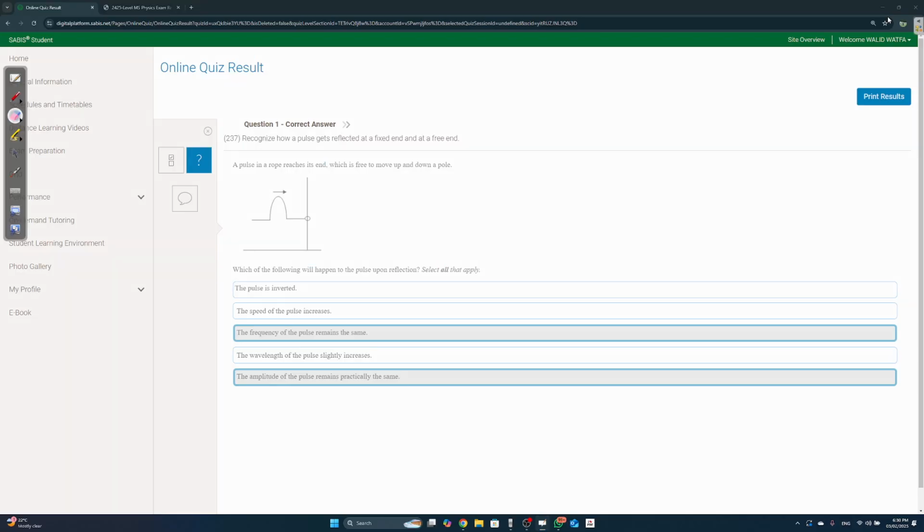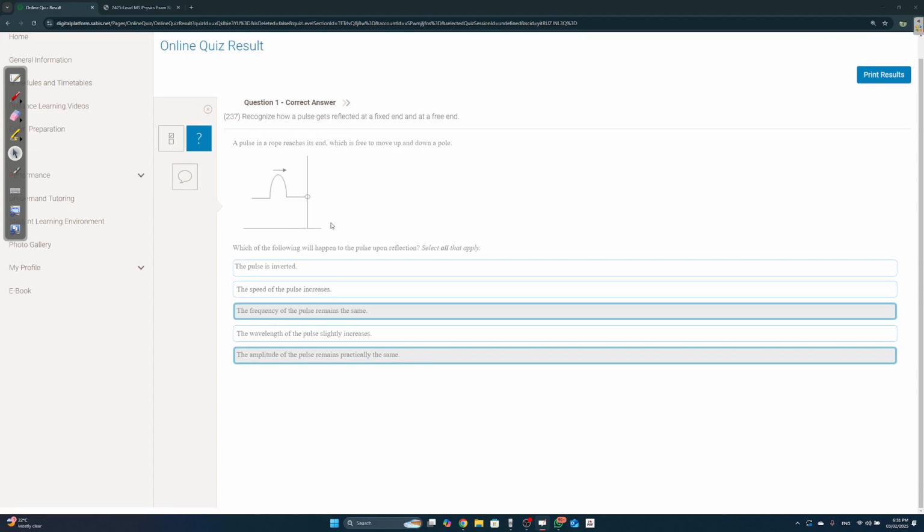Okay, so that's reflection. So here it's free to move up and down a pole. Which of the following will happen to the pulse upon reflection? Obviously it won't be inverted because here they said it's free to move. The speed increases? No. Frequency remains the same. Amplitude remains the same. Speed remains the same. The only thing that changes, actually nothing changes. It reflects back with the same thing when it's free to move. The only time it would change is when it's fixed end, and that would invert it. The wavelength slightly increases? No, it doesn't.